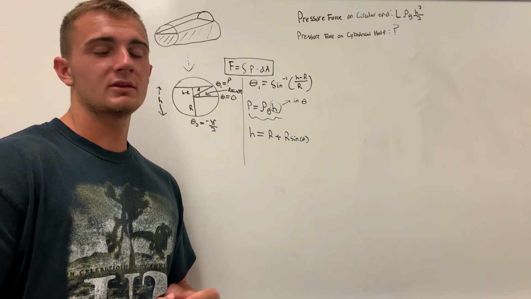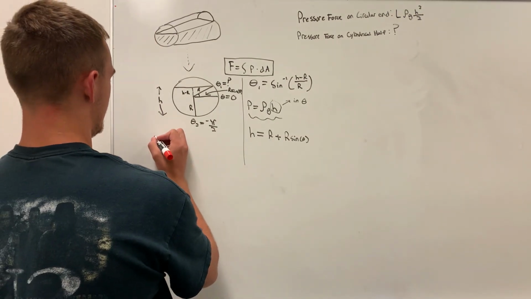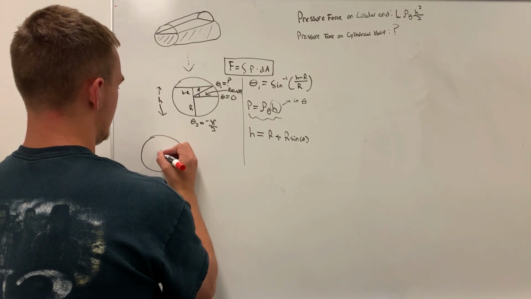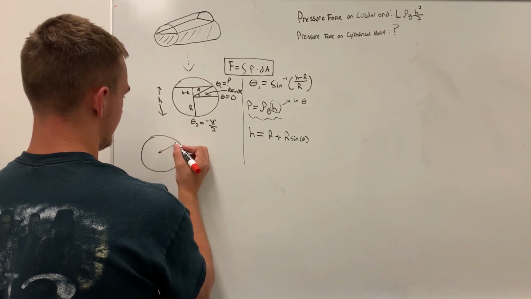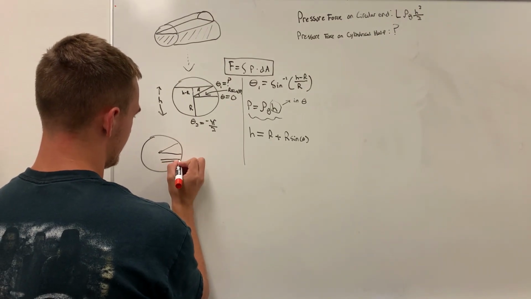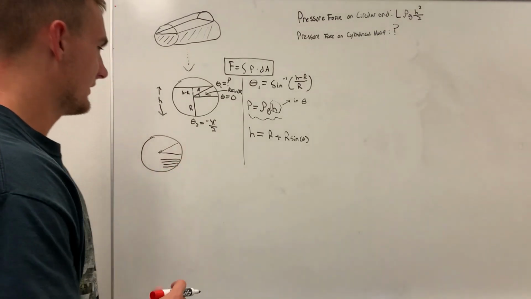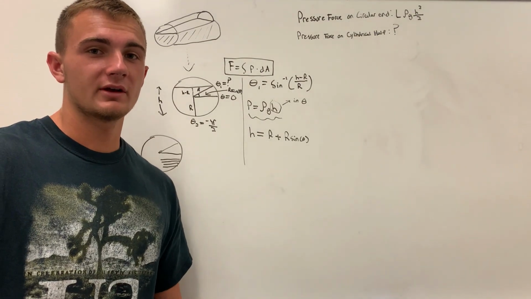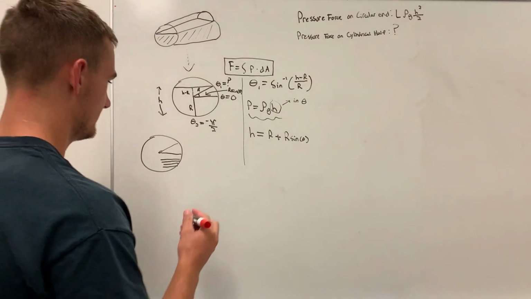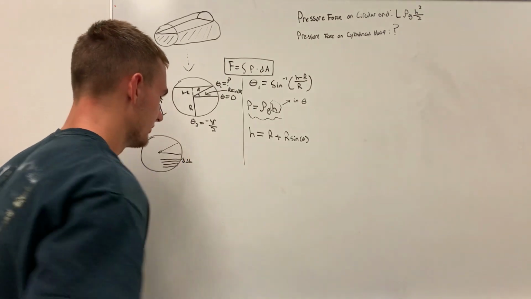So to deal with the differential area here, I'm going to draw another picture down here. Essentially, we'll still have our angle here, but we want to split this up into little strips to find the differential area on one side of the cylindrical barrel. So we have some differential height for each of these.